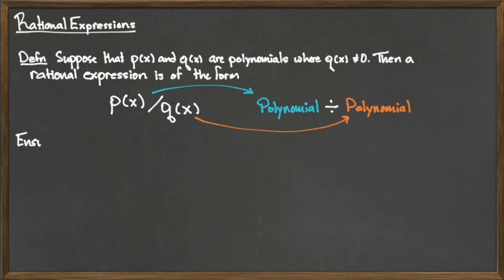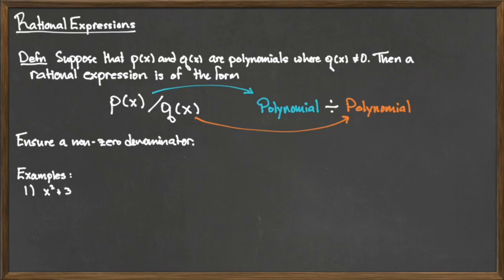And again, we're simply saying that q(x) is not equal to the number 0 for every value of x. This just ensures a non-zero denominator. But a couple of examples. The polynomial x squared plus 3 by definition is a rational expression because I can express it as x squared plus 3 divided by 1, and by definition, constants are polynomials.